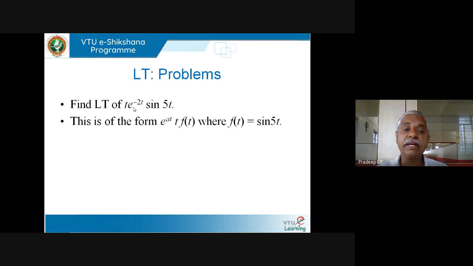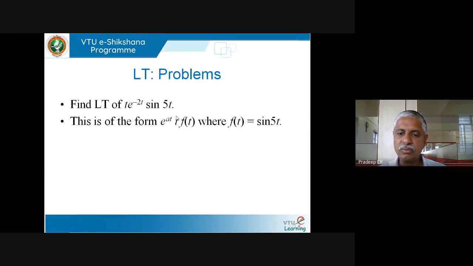So let me write down the details. This given function is of the form e power at t f(t). See, I cleverly changed t and e power at, because if I can find Laplace of this, finding Laplace of this is easy. But if I find Laplace of this, then finding Laplace of t into that is a bit more work. It's correct, you can do it that way also, but this is easier.